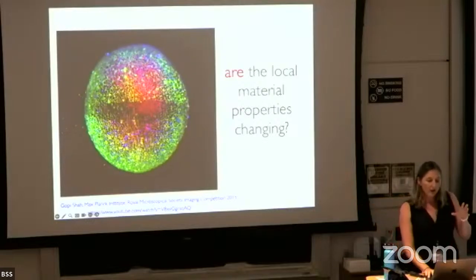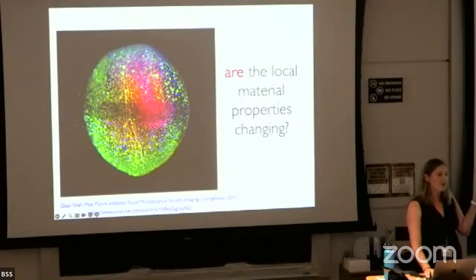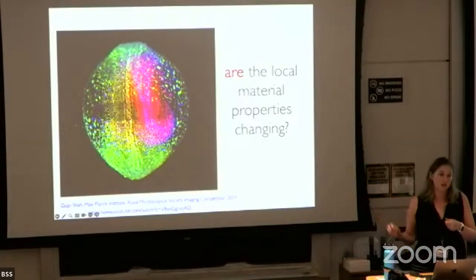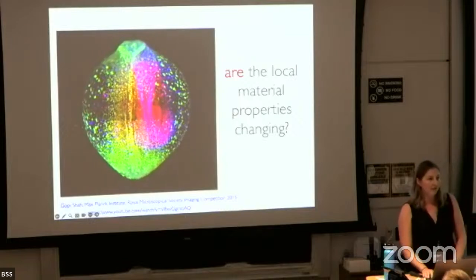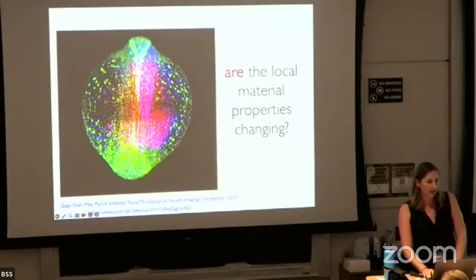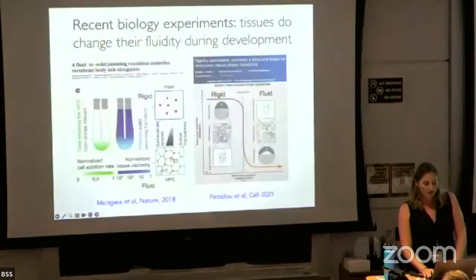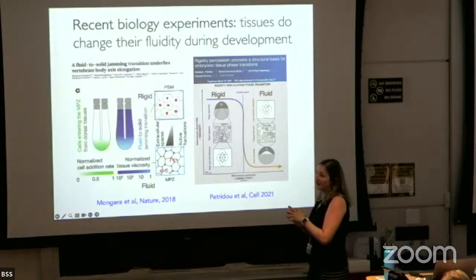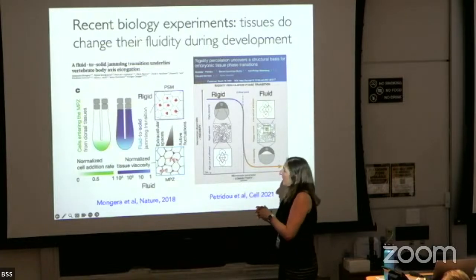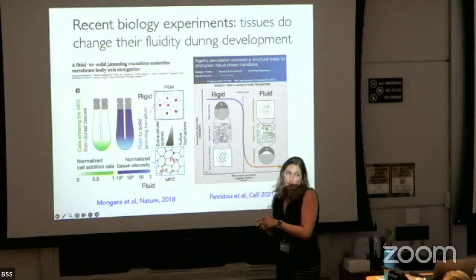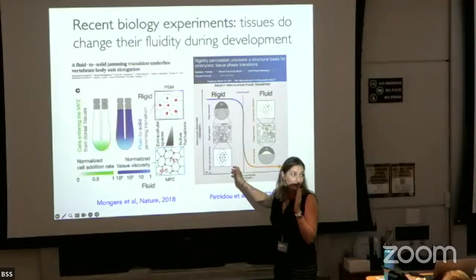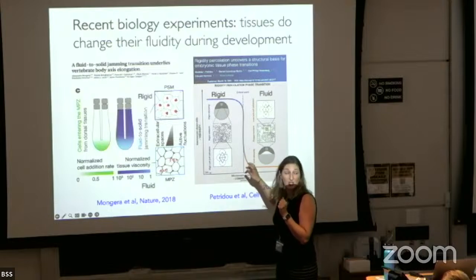Okay, and you can say, well, is it mostly the force changing, the applied forces that are changing in order to generate these shape changes? Or is it the material properties, or both? How do you figure it out? Right, and so I would say that there is a couple of papers that I want to highlight, and I'll come back to these a little later. Again, at least for zebrafish, there are two stages in which you can really see that there's a fluid to solid transition, that the material properties are changing dramatically.